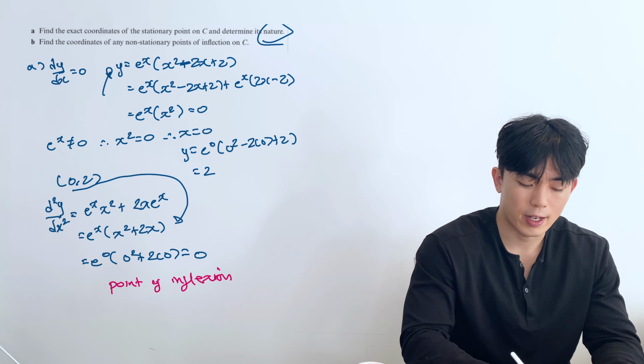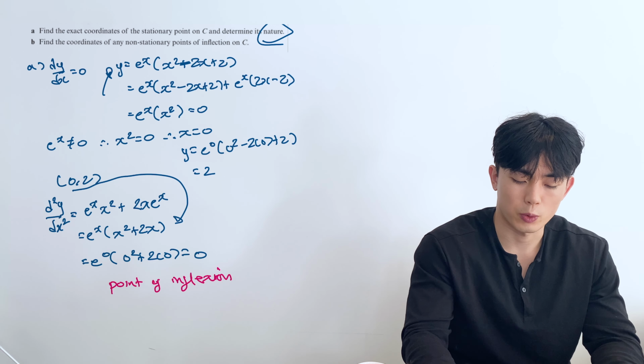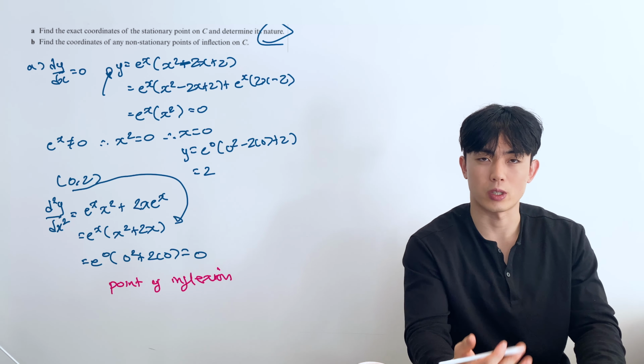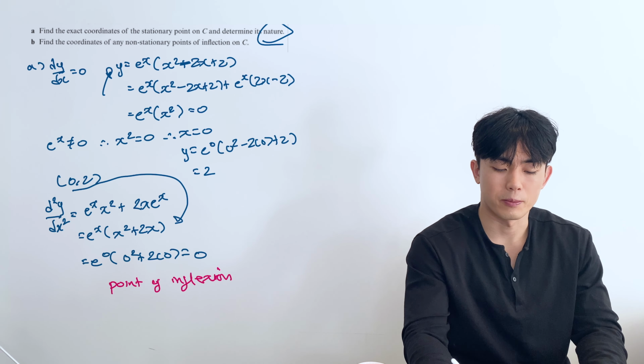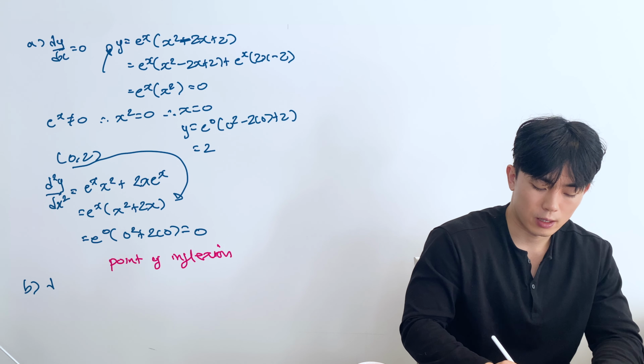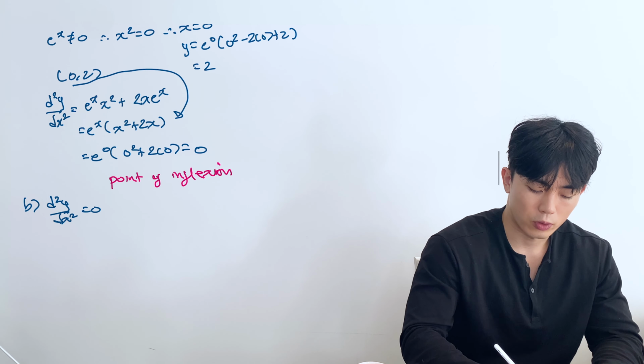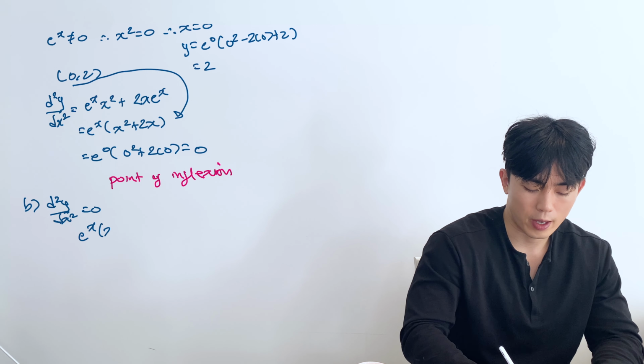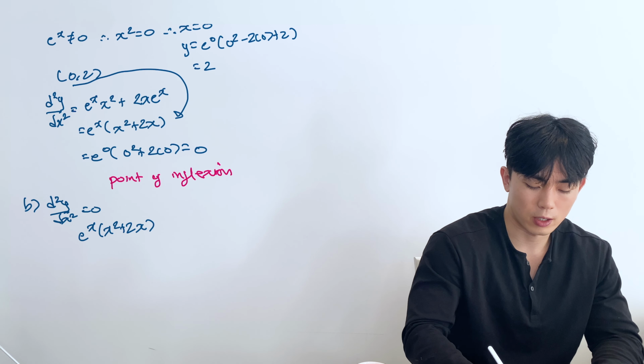Right, part B. Find the coordinates of any non-stationary points of inflection. So we found a stationary point, which was a point of inflection, but they're saying there's actually more points of inflection. So we would just say the second derivative is equal to 0. And we worked it out before, right? So it means that e to the x, x squared plus 2x is equal to 0.